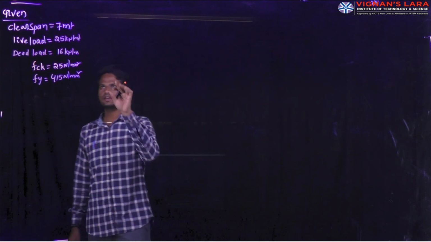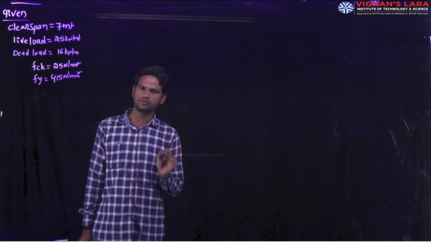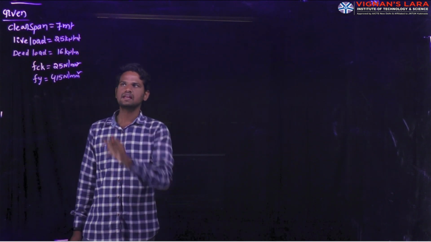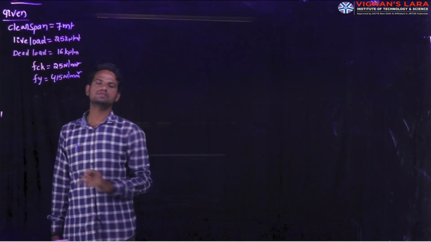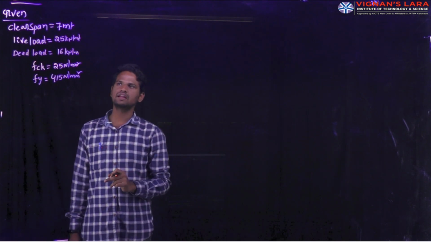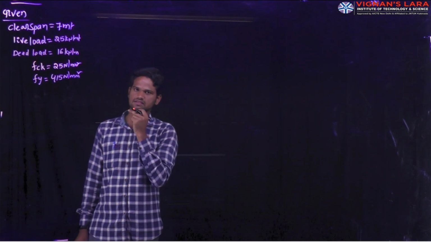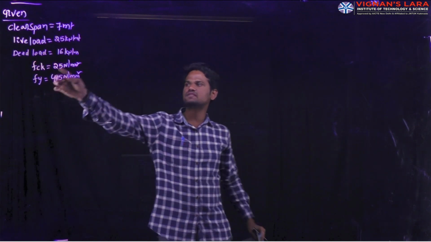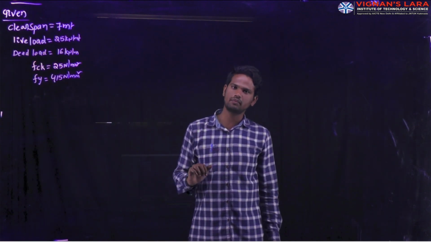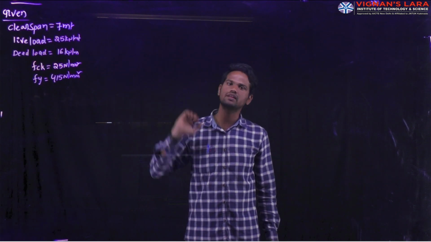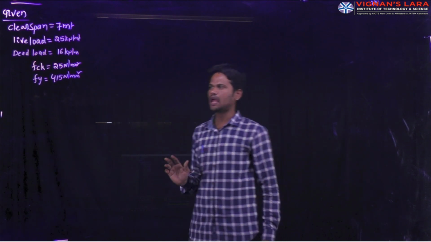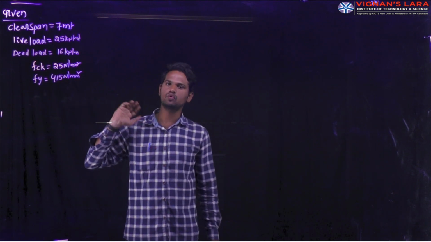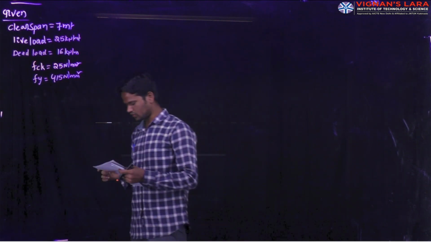They have given one simply supported doubly reinforced beam. The clear span of the beam is equal to 7 meters. Live load acting on the beam is 25 kilonewton per meter. Dead load acting on the beam is 16 kilonewton per meter. Materials given in the problem: fck equal to 25 newton per mm square, instead of M20, and yield strength of the steel fy equal to 415 newton per mm square.